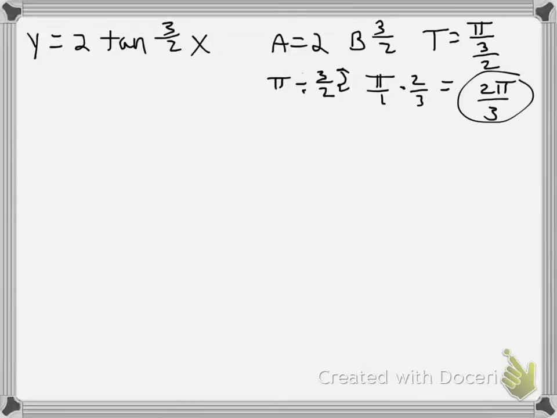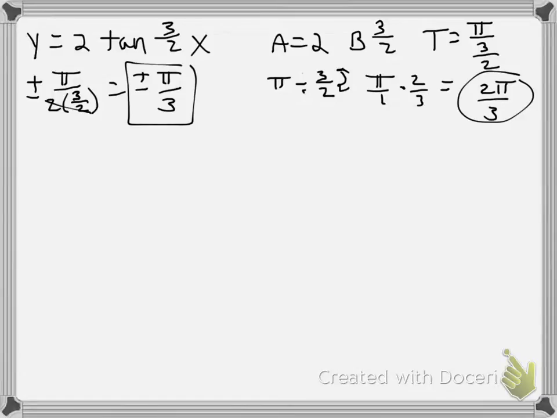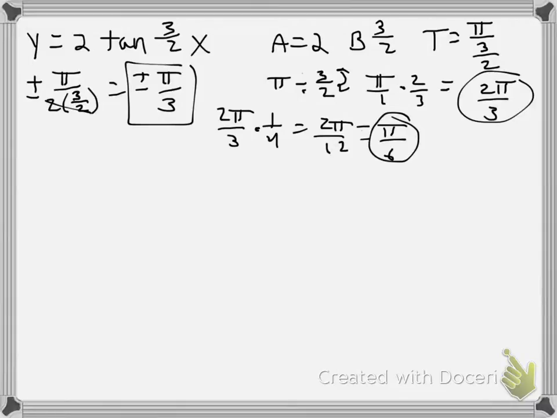Now I need to find my asymptotes, which are plus or minus pi over 2b. Well, 2 times 3/2, my 2's cancel out, leaving me with plus or minus pi over 3. Those are my asymptotes. Now I need to find my scale. 2 pi over 3 times 1/4 gives me 2 pi over 12, which is pi over 6. So now I've found my scale. So let's graph.